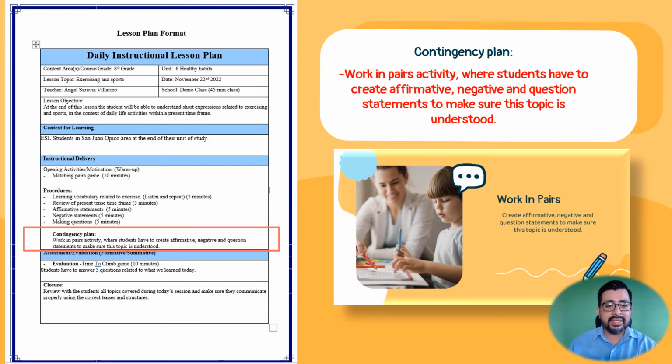And then I have set up a contingency plan. So in case that I have more time, we need to work in pairs where students have to create affirmative, negative, and question statements to make sure this topic is understood. So it's easy. That's going to be the contingency plan. So with this part, I have covered pretty much the presentation, practice, and now it's going to be the time for them to produce. All right, so the 3 P's have been covered already.